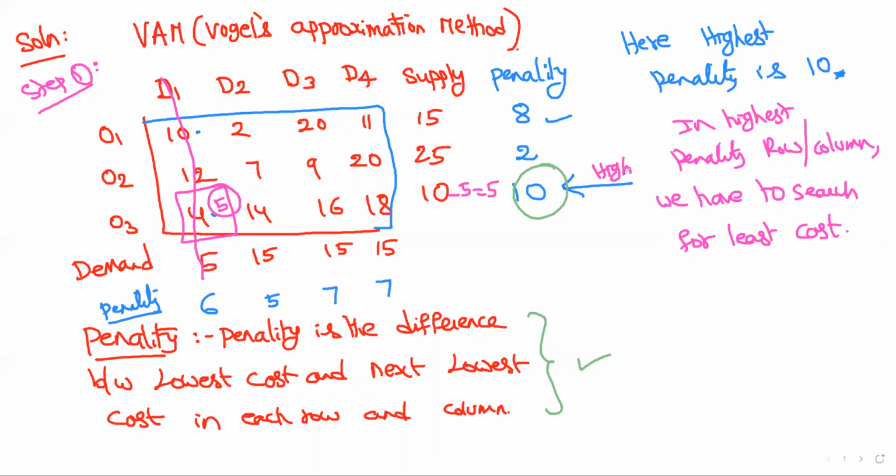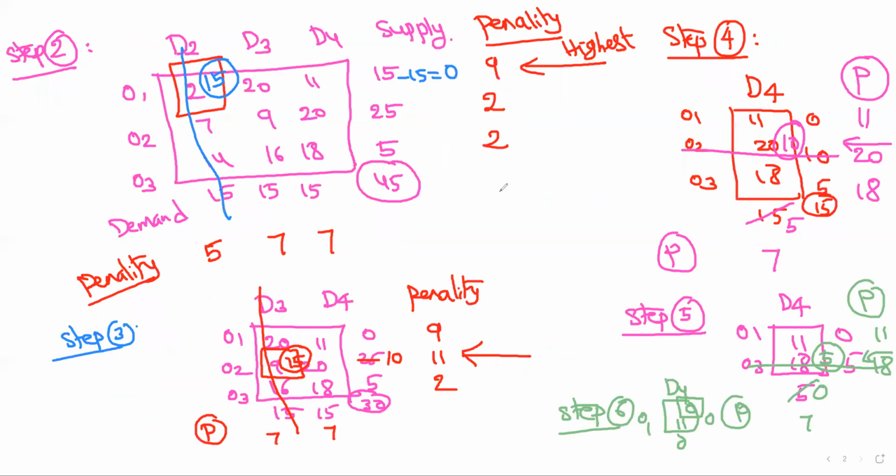Your highest penalty is 10. In this penalty row, what is the least cost here? 4. For 4, we have to do the allocation. I gave the allocation and that operation is over. Step 2: again the highest penalty is 9. I gave preference for this row. What is the least element here? 2. For this 2, I did the allocation, over.